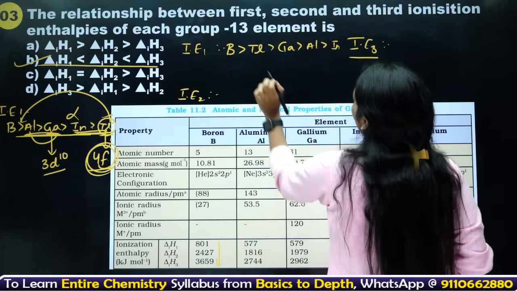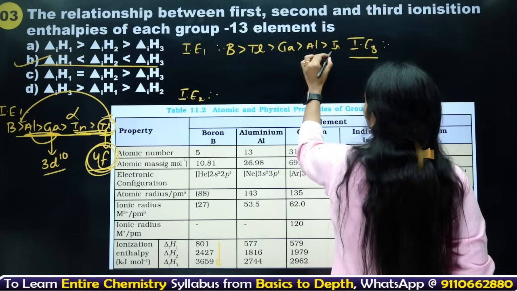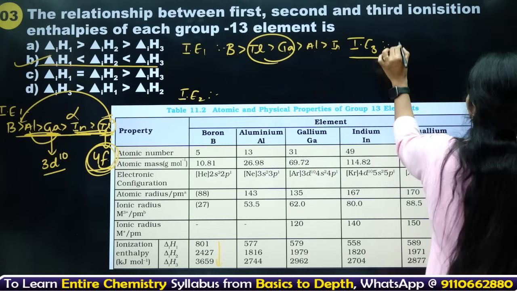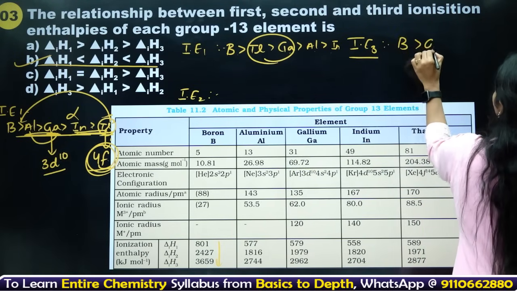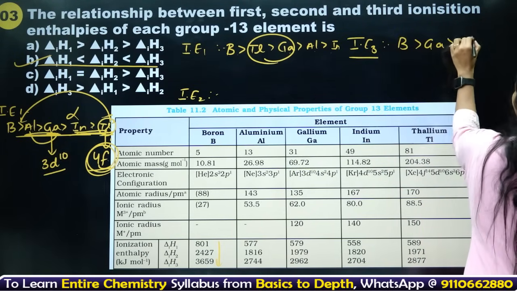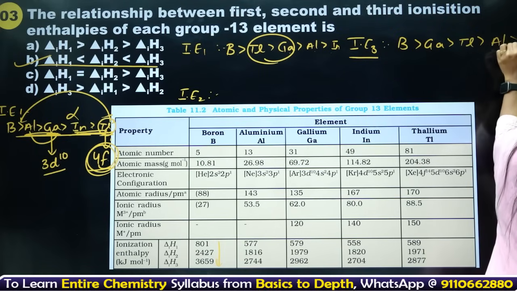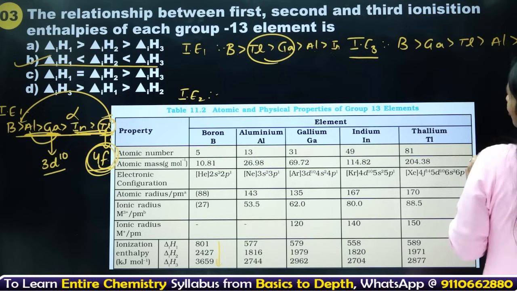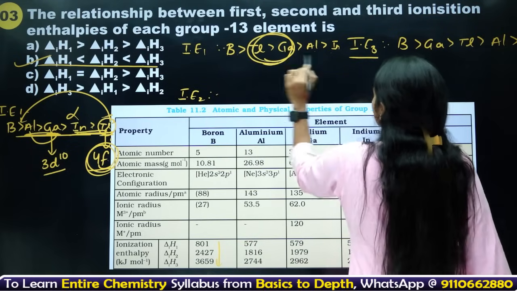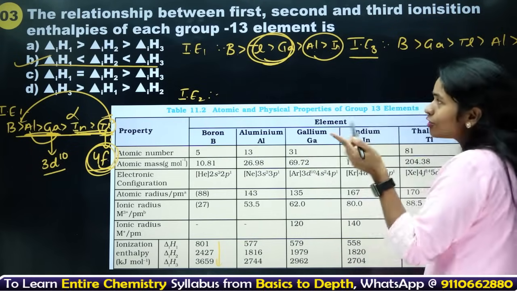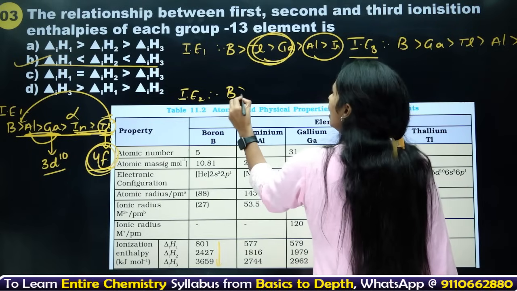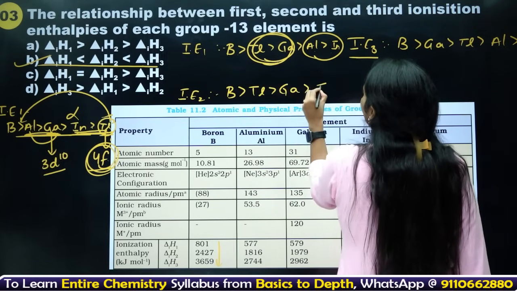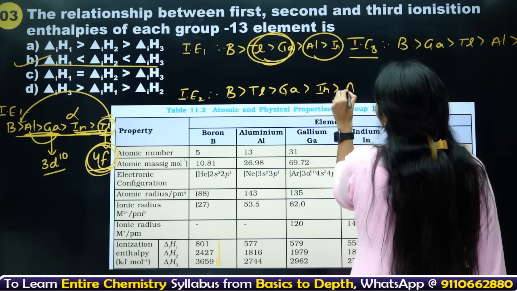What you do is boron, aluminium, gallium, indium, thallium. These two positions you interchange. That is IE3: boron, next gallium, next thallium, next aluminium, indium. That's it. Next, IE2: if you observe, not only these two positions, you also interchange. Then boron, thallium, gallium, next indium, last one is aluminium.